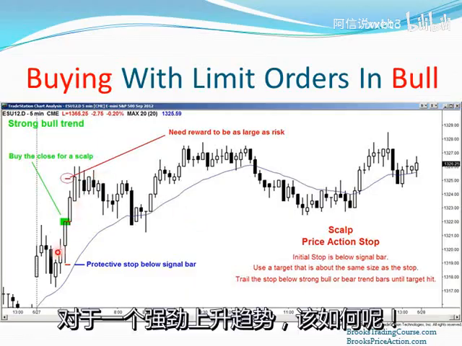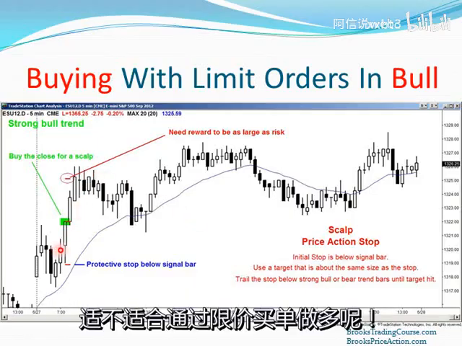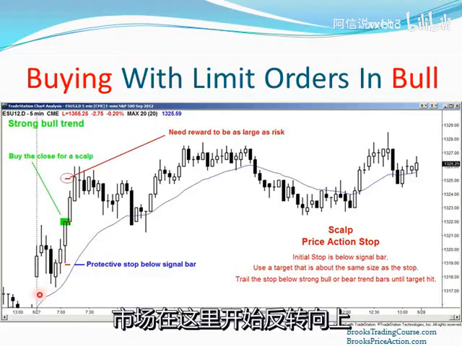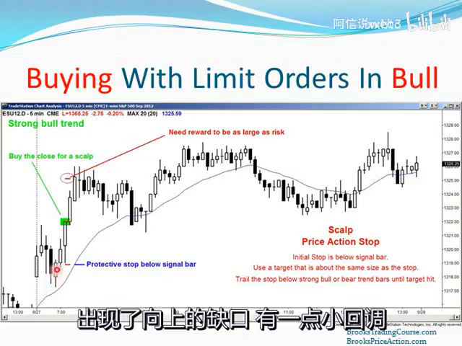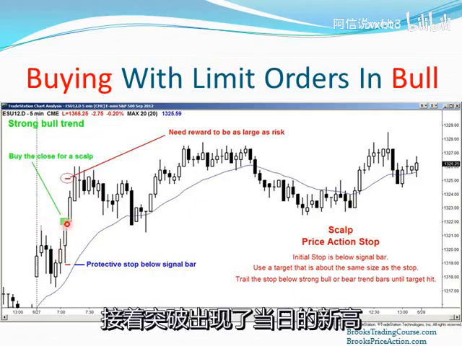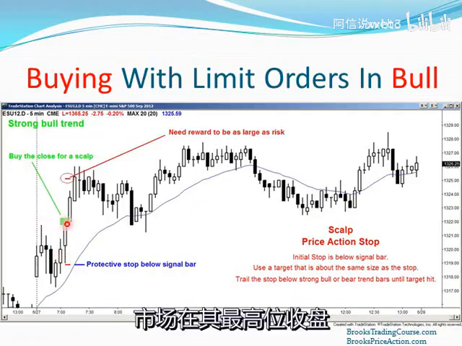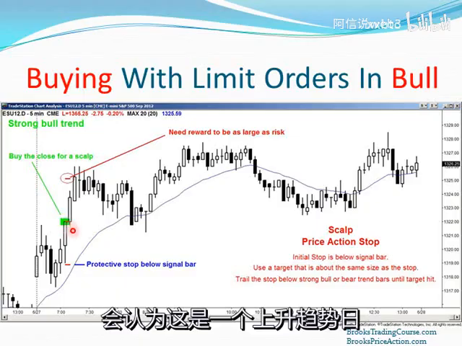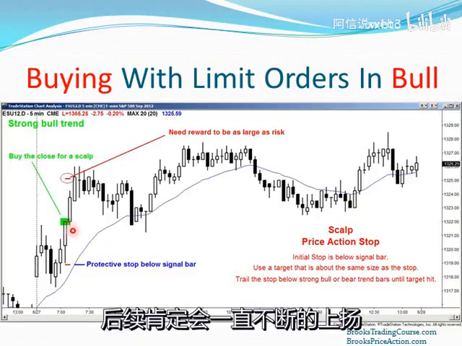What about when you're in a strong bull trend? Does it make sense to buy with a limit order? Absolutely. The market is turning up here. We gapped up, we pulled back, and we had a strong bull reversal bar. We have another bull reversal bar, and now we're breaking out to a new high of the day, and the market's closing on its very high tick. Most traders would look at this and say, wow, it's a bull trend day, we're probably going higher.